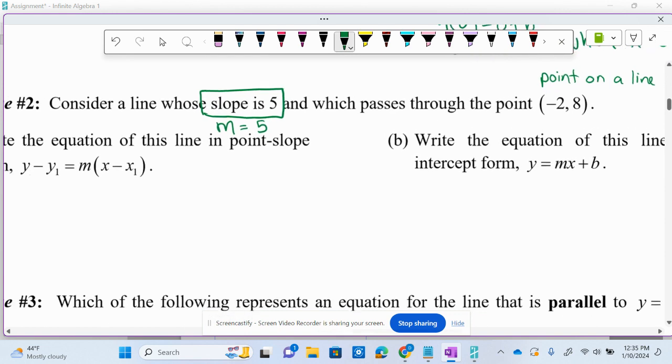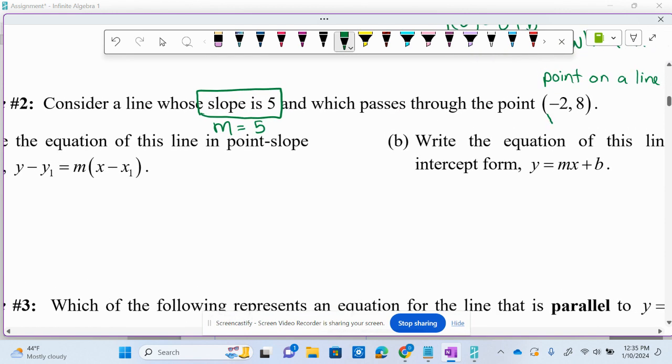So think about point slope form. We labeled this the x sub 1 and the y sub 1. So I want you to put that below the ordered pair. -2 is your x sub 1 value, and y, or 8, is your y sub 1 value. So we're going to take the information and plug it into this equation. So y minus the y1 coordinate, which is what?